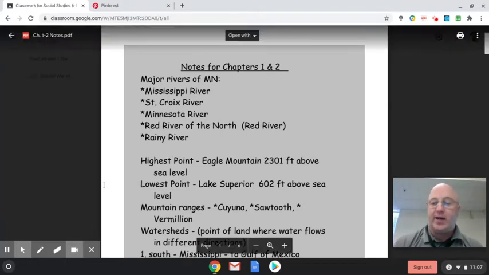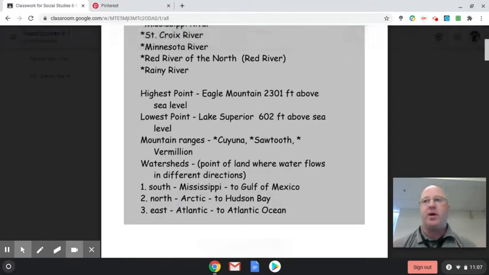We do have some mountain ranges. They're not very high. Like you think mountain range, you think like the Appalachian Mountains, the Rocky Mountains. We do have some. We have the Cuyuna, Sawtooth, and Vermilion.